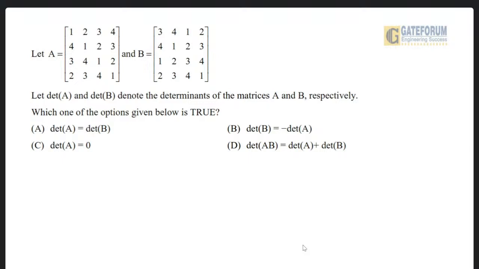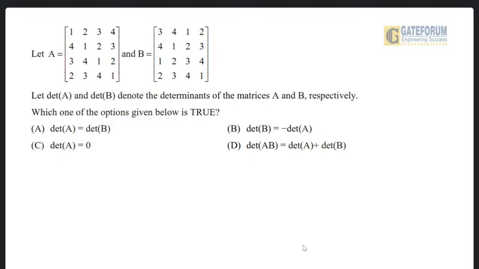And the second row is 4, 1, 2, 3. Now the third row is 1, 2, 3, 4. The fourth row remains the same, 2, 3, 4, 1. Now this is the matrix B. So the determinant of the matrix B, just observe. So this is equal to minus the determinant of the matrix B. So we finally got determinant of A is equal to minus determinant of B.